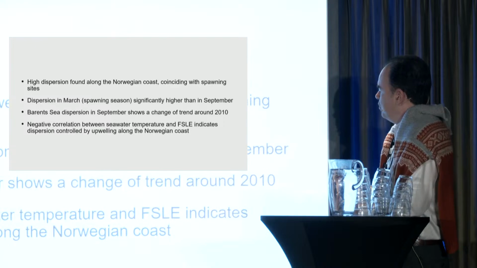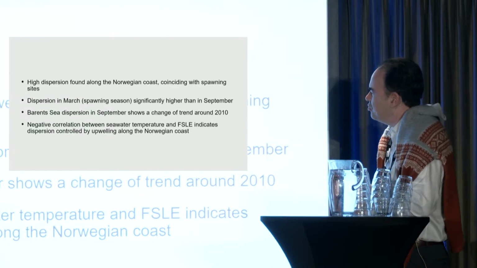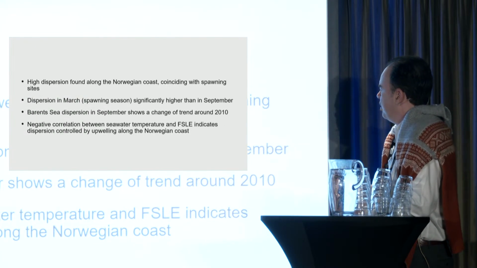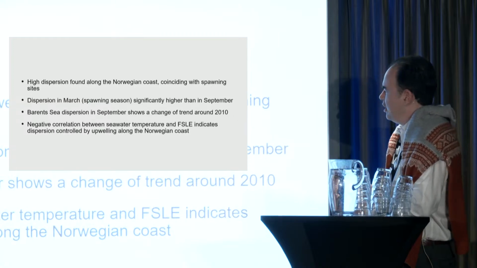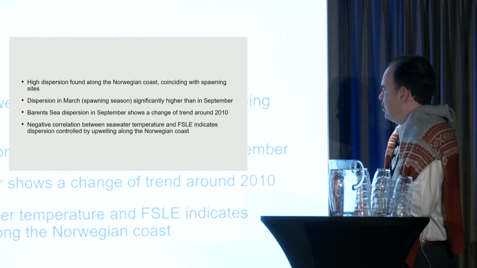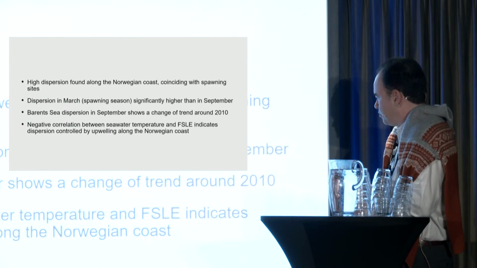However, we can already draw some conclusions, especially that we found a high dispersion along the Norwegian coast that coincides with spawning sites. And this dispersion is significantly higher in March than in September, and that matches with the spawning season.